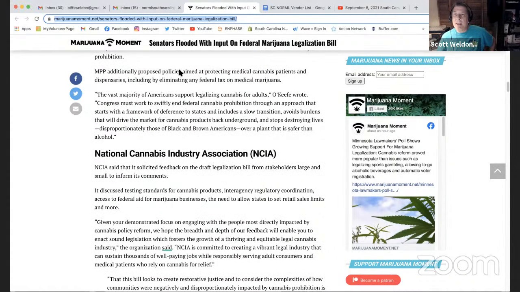And MPP additionally proposed policies aimed at protecting medical cannabis patients and dispensaries, including by eliminating any federal tax on medical marijuana. I don't think most prescription drugs are taxed, and I agree. Federal medical marijuana, if it's for medical purposes, should follow the same rules.